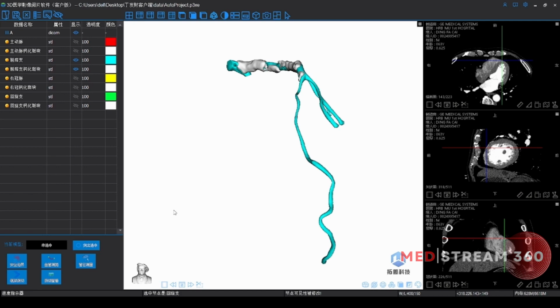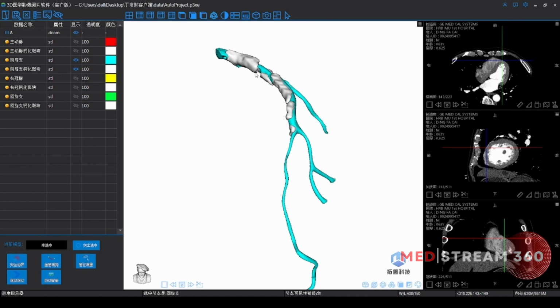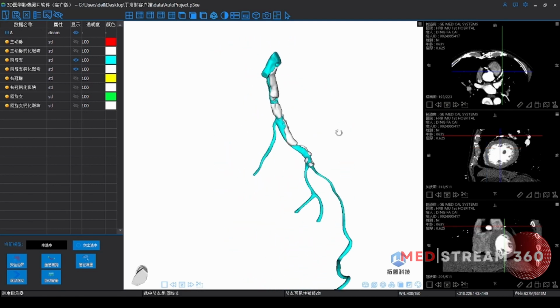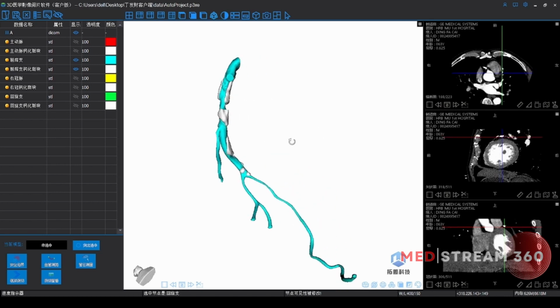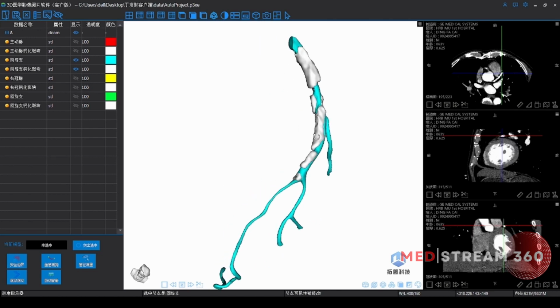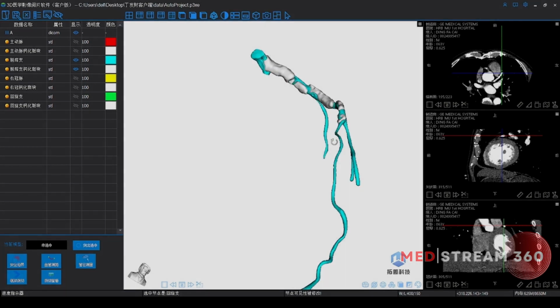Now let's hide the circumflex and just pay attention to the calcification in the LAD. This is the AP position, and we rotate the image. In the AP cranial view, we can see the calcified plaque from the ostium of the LAD to the mid part of the LAD. When we rotate the LAD image, we can see severe calcification in the LAD, in some segments almost 270 degrees. This is really a severe calcification lesion.